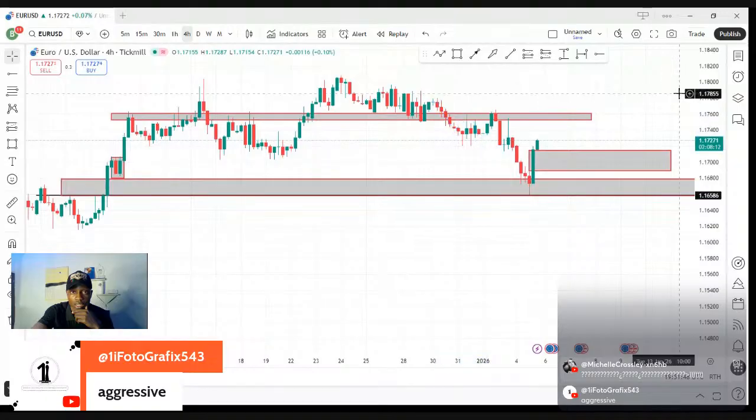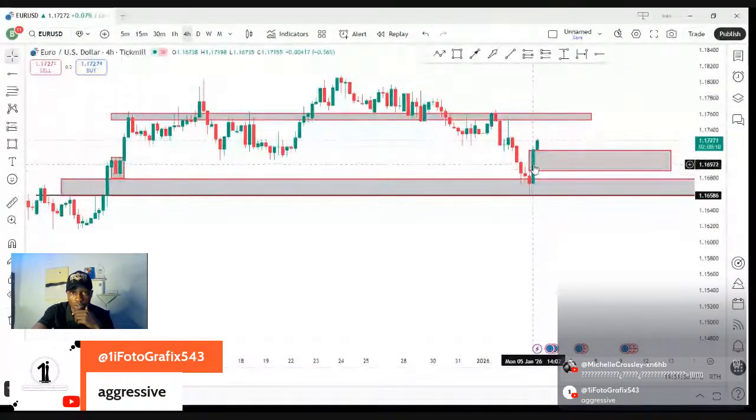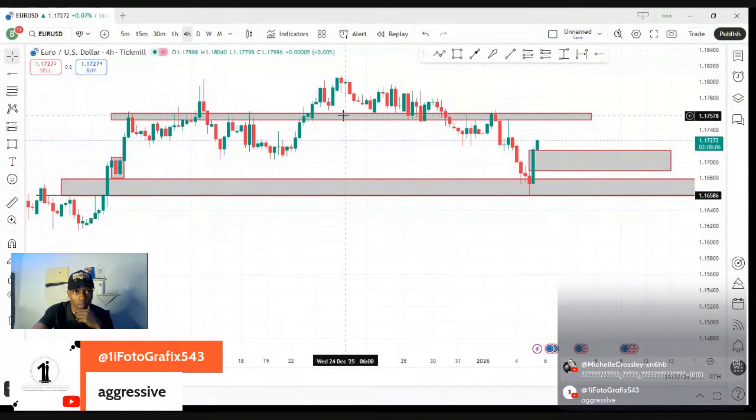There will be an opportunity tomorrow because the market will come down to fill this particular gap first before it will move to the upside. Except if the market decides to just move directly to the upside, then come down to fill the gap later or next time or something like that.